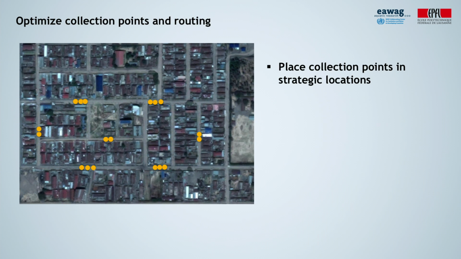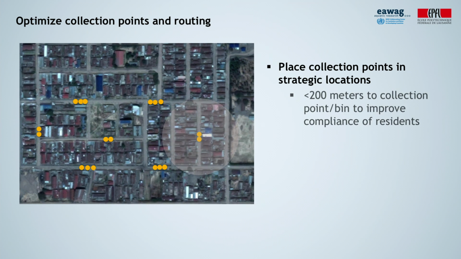For instance, you could place your bins at strategic locations and set them together to decrease the time of stop and go for your truck, as shown here in this example. However, you must check if the bins are not too far away from the houses, as else the residents will not bring their waste to the bins. A distance of 200 meters is a good reference as maximum distance.